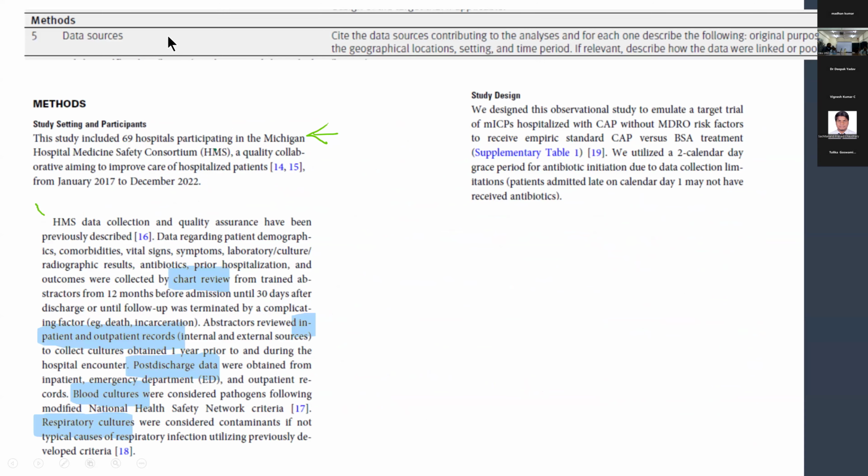Methods. In the methods, the first is the sources of the data and how they got each of the data. We know that this is large observational data which they're trying to emulate into an RCT. They have taken data from 69 hospitals in Michigan, and they have described in detail how they got the data from records, from review, from discharge data, lab data.